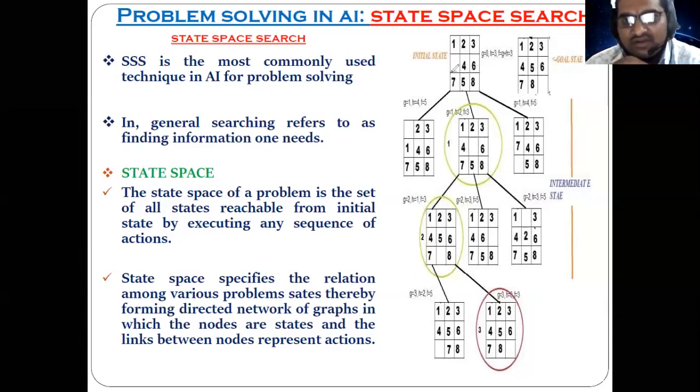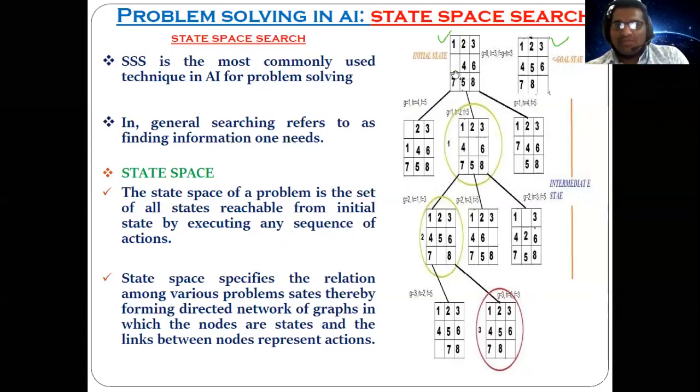This one is being referred to as which kind of state? Initial state. Correct? State is nothing but any kind of condition. So this is considered the initial state, and this is considered what? Goal state. This is the second one, the goal state.